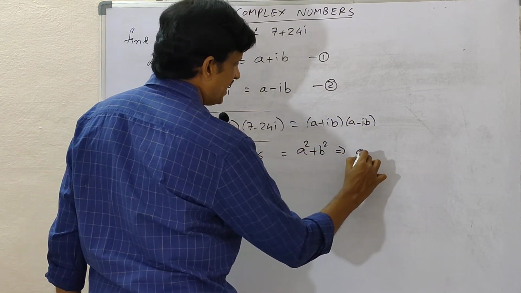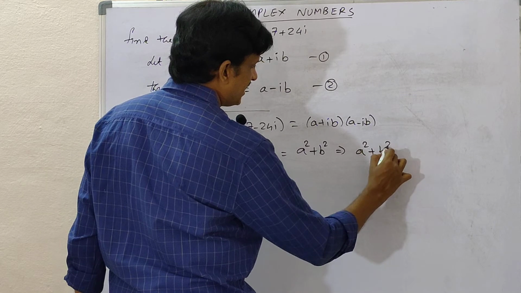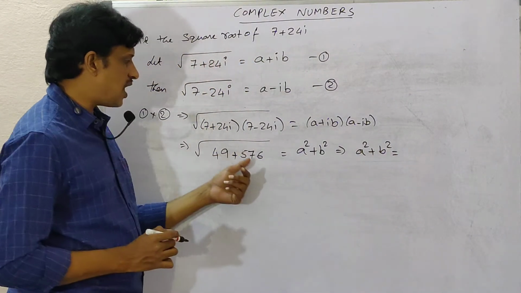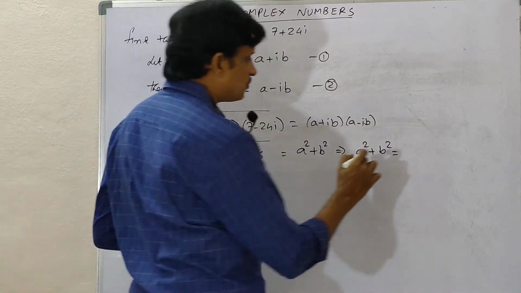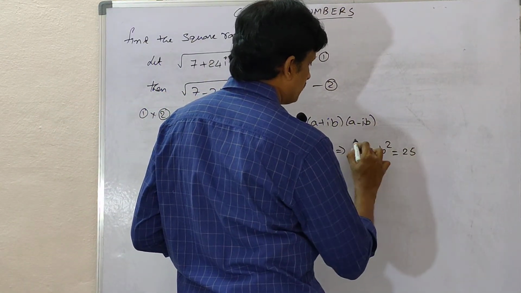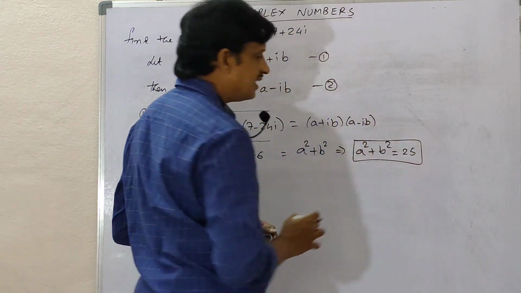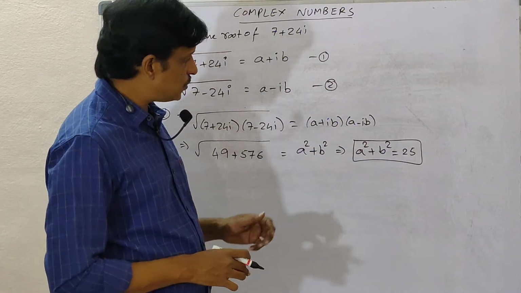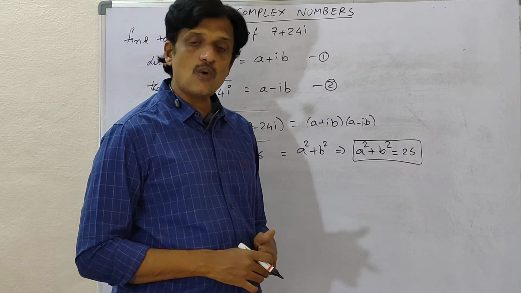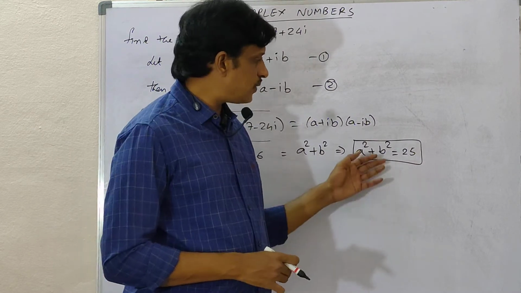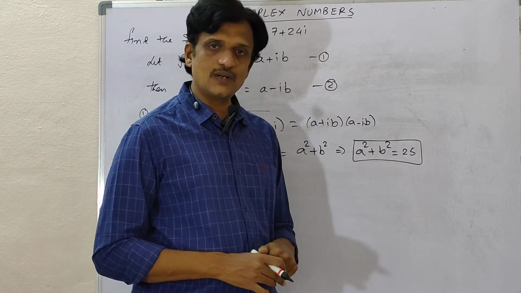So here we are getting a relation that a square plus b square is equal to square root of the sum of these two, which gives 625. Square root of 625 is 25. So there we are getting one relation, that is a square plus b square is equal to 25. Here we have two unknowns, a and b, and we got one relation here, a square plus b square is 25.